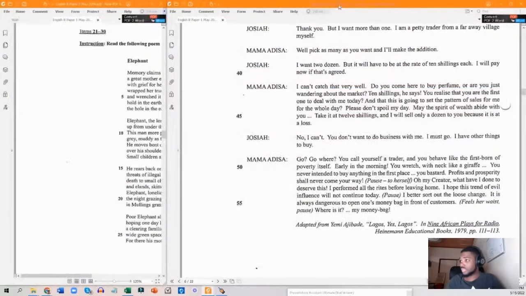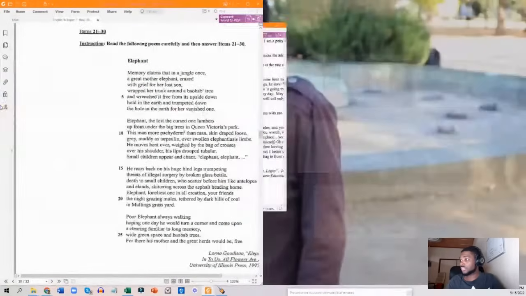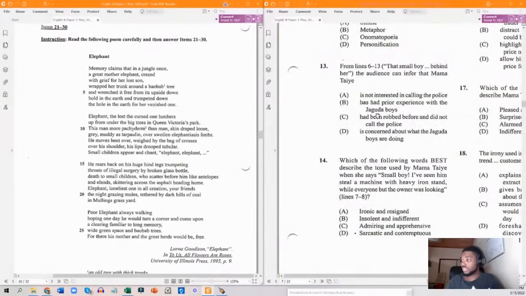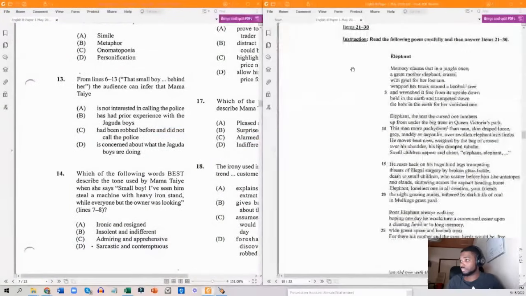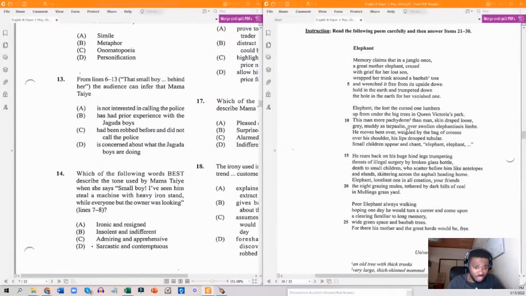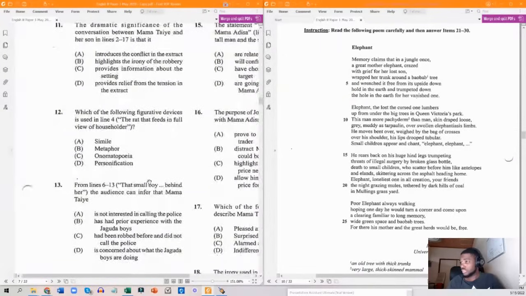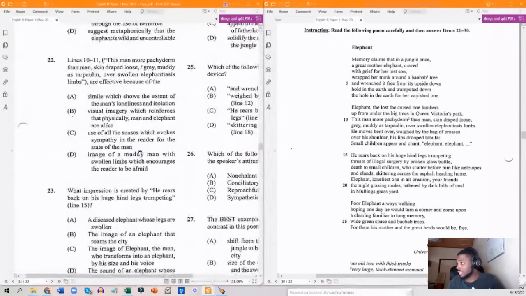Let's put this on the left and this on the right. Okay. Oh, sorry, guys. Yes, so we have the passage here. Move it up a bit so my picture isn't in the way. All right, there we go. So we start from question 21.